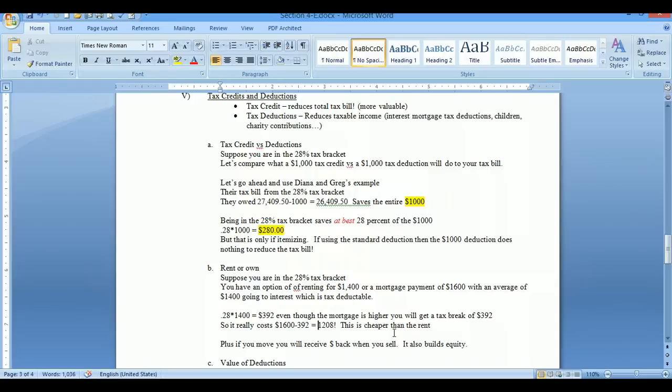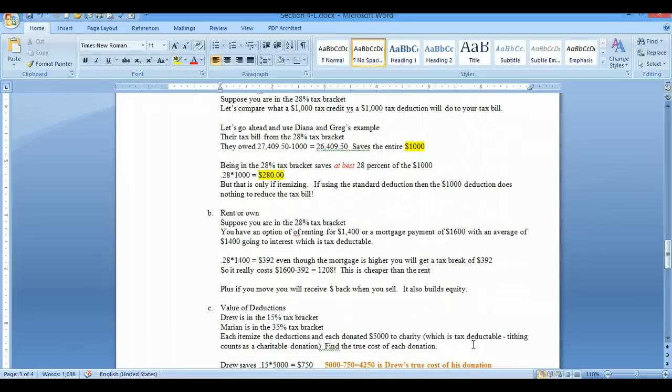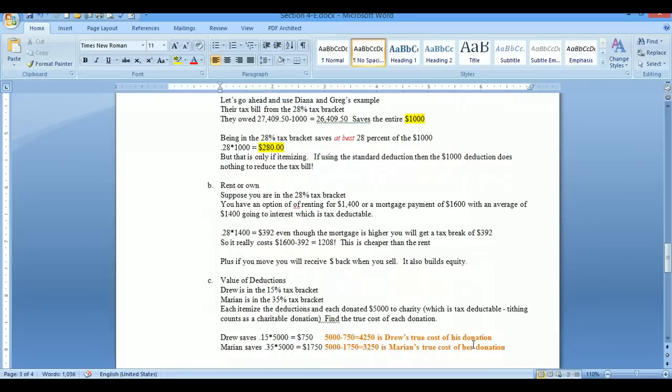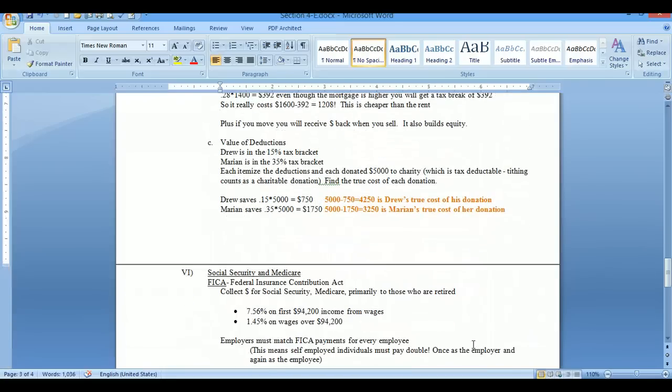Because as we talked about previously, once you pay down your interest, more of your money is going towards the principal, and so you're not getting as much of a tax break because you don't have as much in interest. Which is nicer because if you end up selling it, you get money back and it builds your equity. Plus, then you have all of those other values of ownership. Let's move on to the value of a deduction.